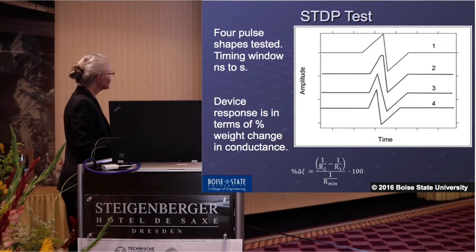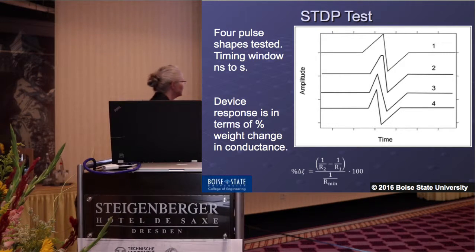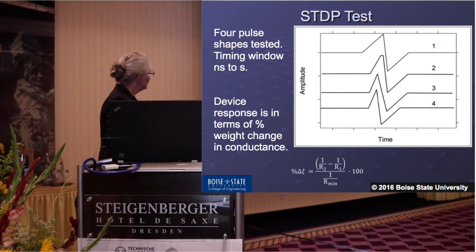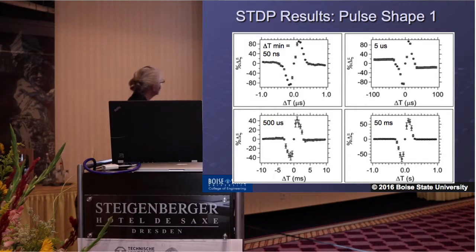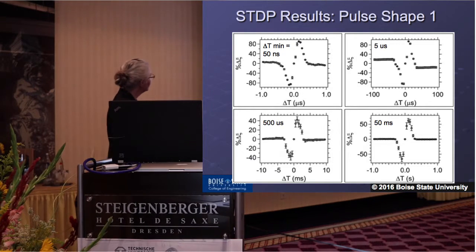And we're looking at how the device responds in terms of the percent weight change in conductance using this formula here, where R min is the minimum resistance we get to through the delta T test. So what's the minimum? That's just basically giving everything a good baseline. So if we look at that, we can do delta T minimums from 50 nanoseconds all the way up to 50 milliseconds. So essentially a 1 second time range.